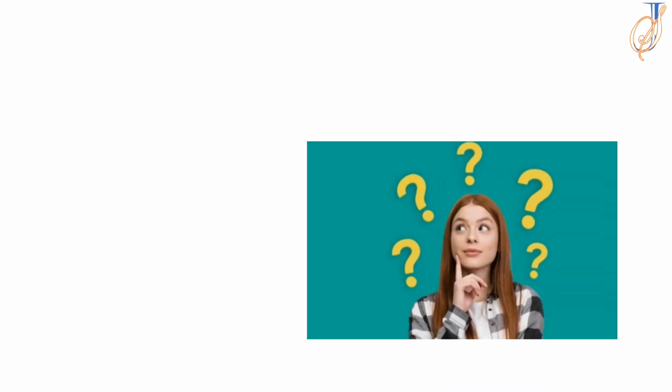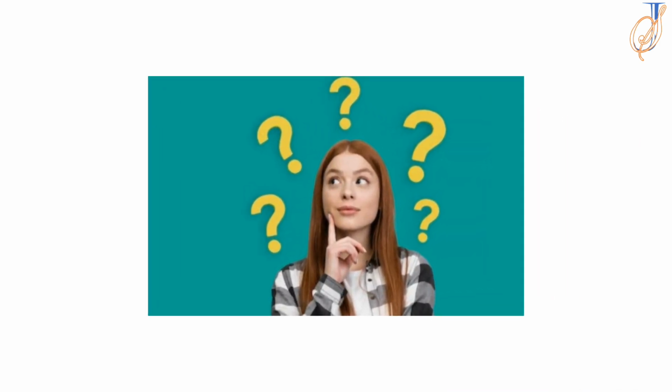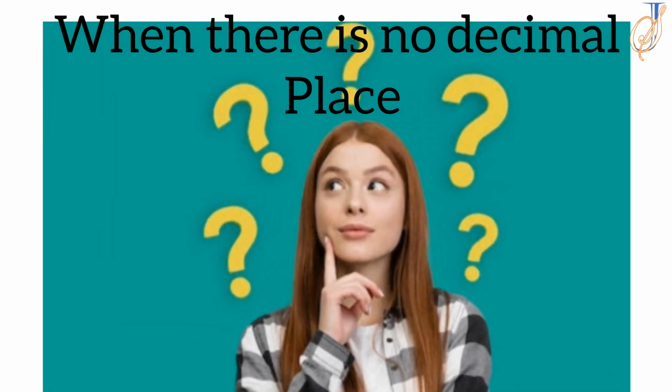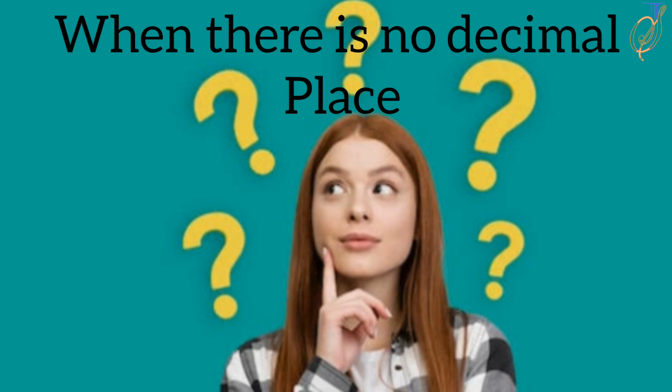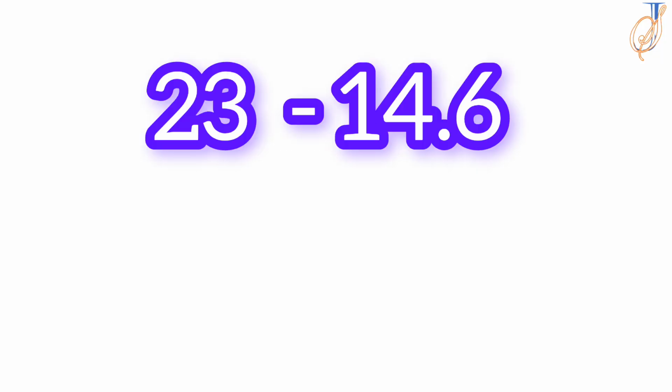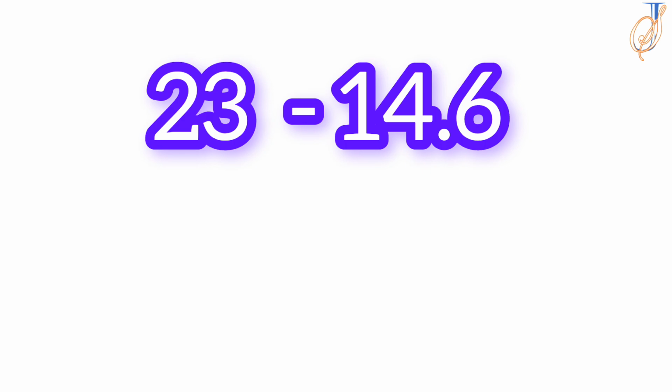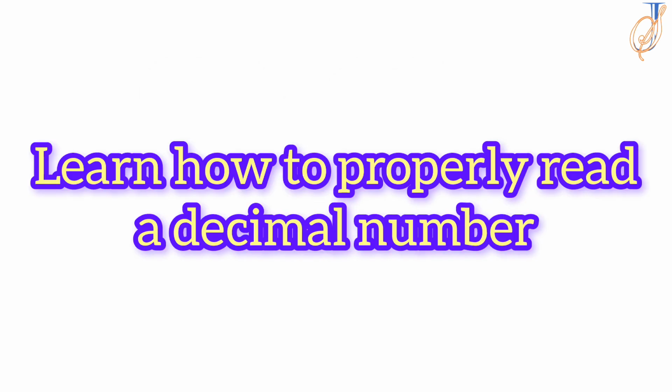Now, here is an interesting question. How do we determine the correct number of significant figures in an addition or subtraction when there is no decimal place? For example, 23 minus 14.6. 23 does not have a decimal place. To solve the problem, first we will learn how to properly read a decimal number.